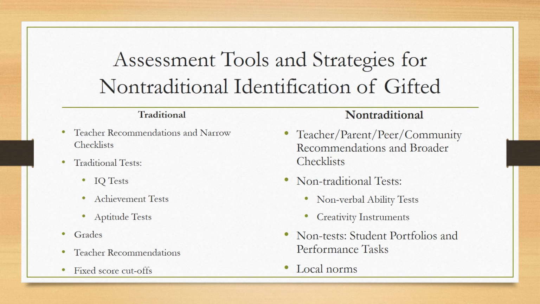We're going to spend a whole week talking about non-tests, so we'll save that discussion for later. Finally, in traditional identification, you might say there's a fixed score cutoff, so all students have to score 130 and above on an IQ test. But in non-traditional identification, we have the use of what's called local norms, which I'll explain in a minute.